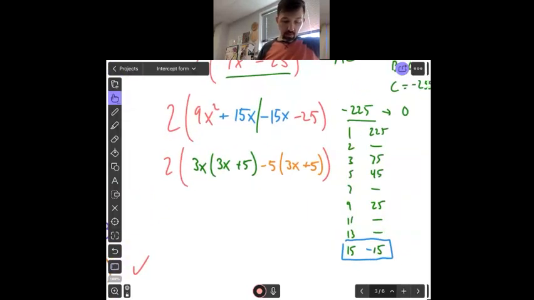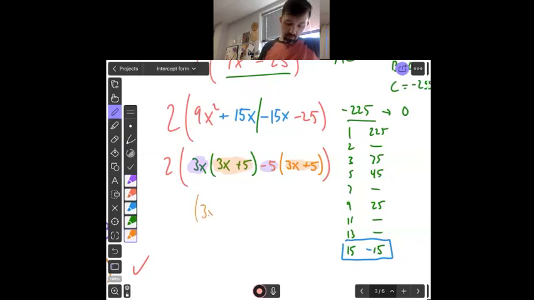Is what's inside the parentheses the same? Sure is. And I have my leftovers. So the 3x plus 5, those go together. And then the leftovers are 3x minus 5. Those go together. And then we have our 2. This is the first time you have seen a problem like this, where we had a GCF and then an AC method. So this is a little bit higher on the complexity level.